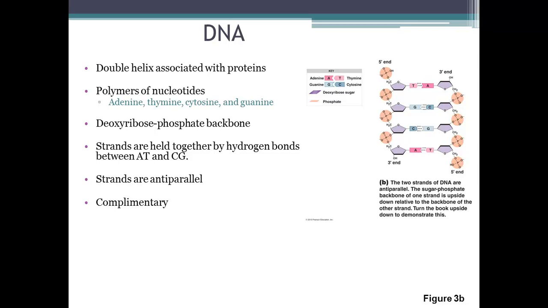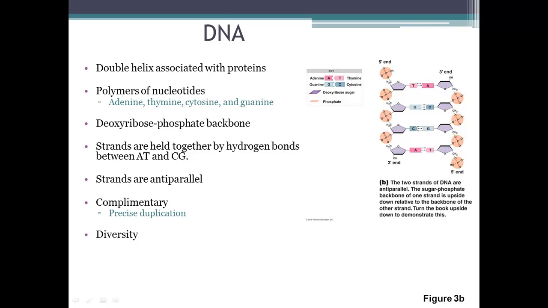The strands are also complementary, meaning that the base sequence of one strand determines the sequence of the other strand. This allows for precise duplication. So as long as I know what the first strand is, as long as I know that there's a T, a G, a C, and an A, I can match it up. So T goes to A, G goes to C, C goes to G, and then A goes to T.